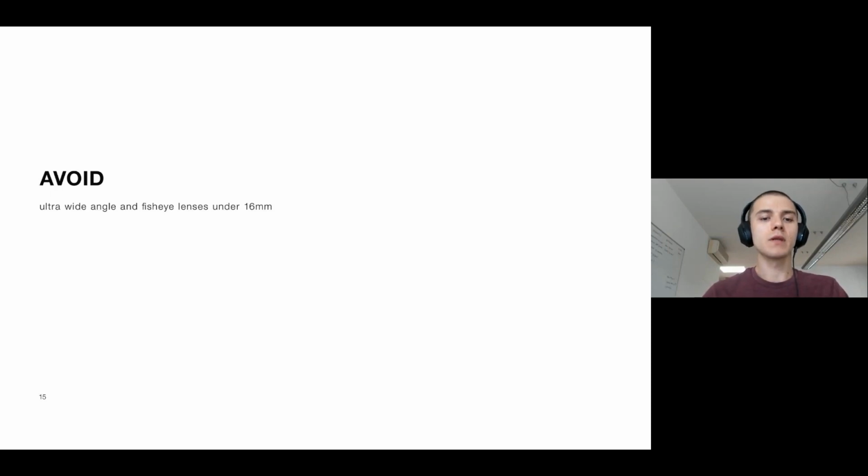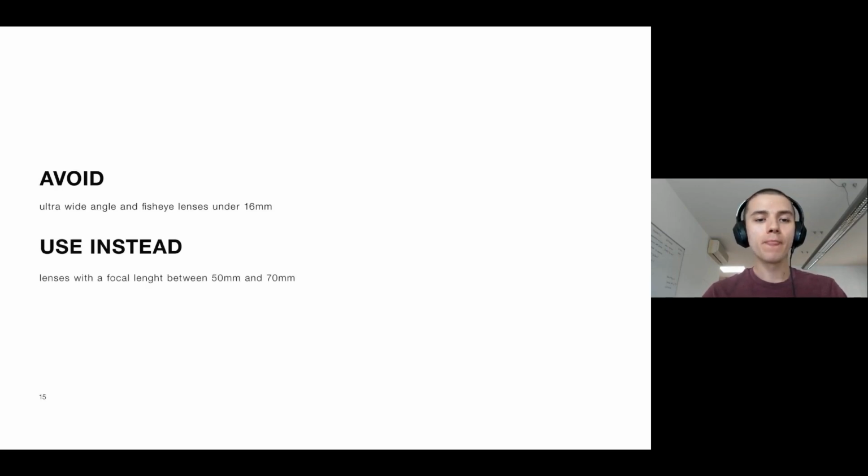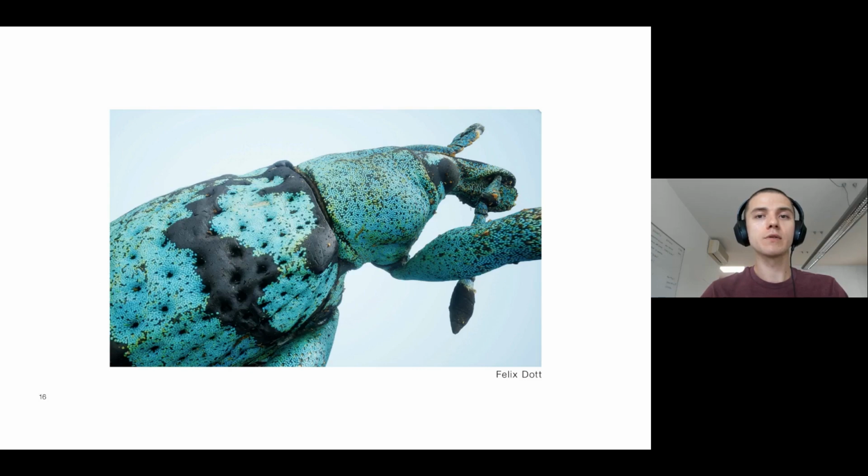So what focal length is best for photogrammetry? Well, it depends. Generally speaking, a lens with a focal length between 50 millimeters and 70 millimeters on a full frame sensor is ideal, but it's not always the case. There are exceptions, as I'm just going to show you.